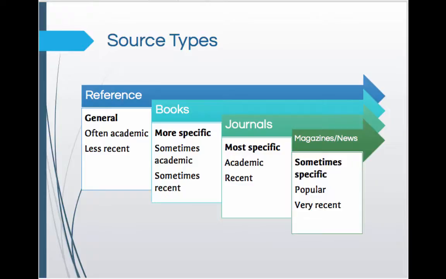Journal articles are defined as academic. They can be recent, and they're going to be the most specific. So if you're just starting to gather your information, or if you have a general idea about something, journal articles are going to be kind of tough to work with, but as you get more specific, you will rely on them more and more. And finally, magazines and newspapers are sometimes specific.